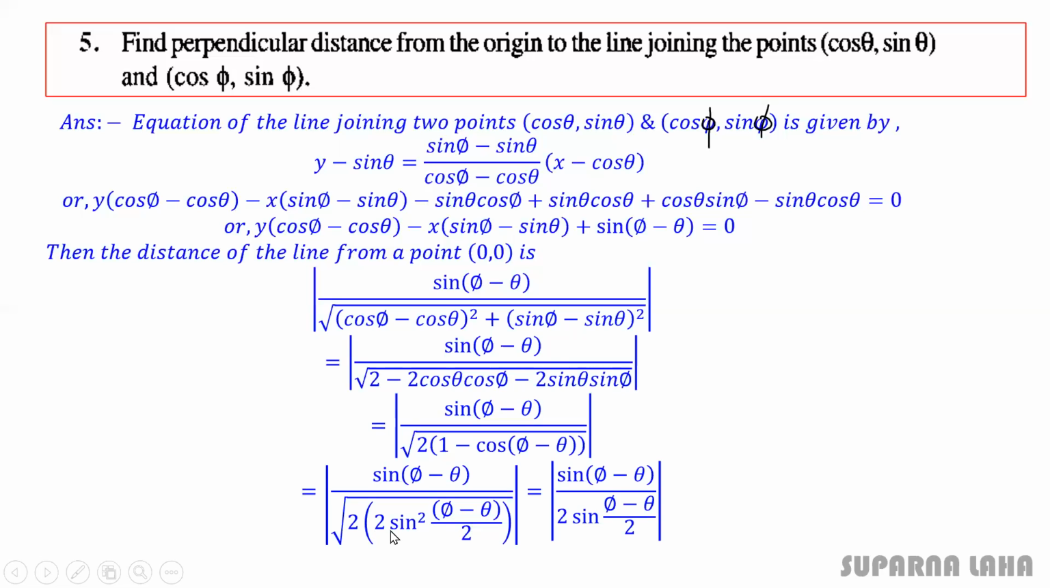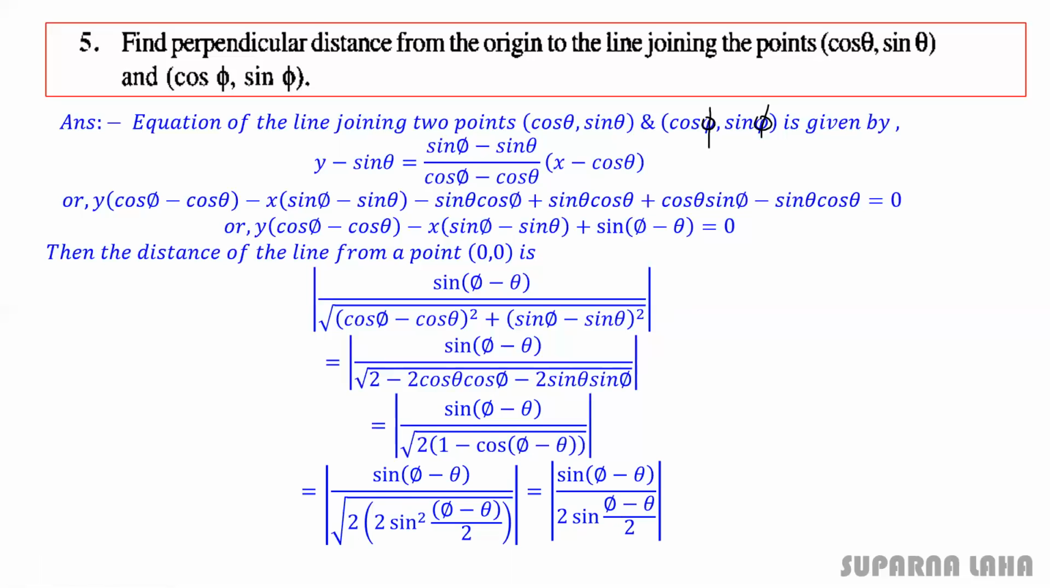So take this whole term out of the root, so it will be 2 sin (phi minus theta) by 2, and all over, for the distance use the modulus sign, since distance is always positive, never negative, so always use the mod sign. We use this term in a positive sense. So this is the distance from the origin to the line.